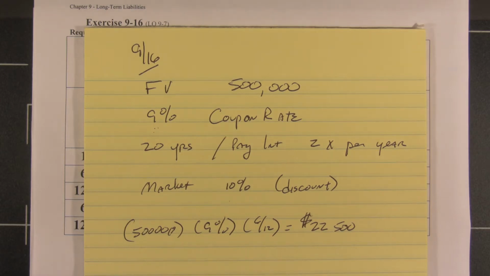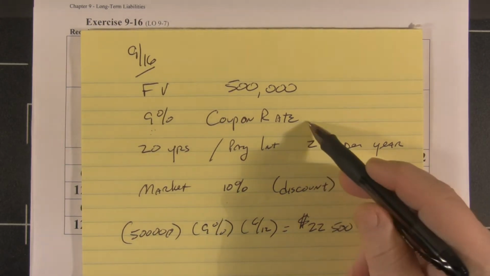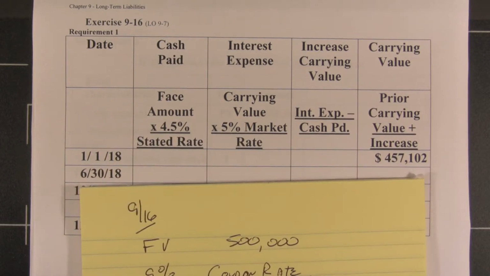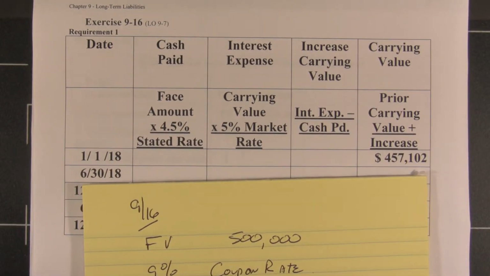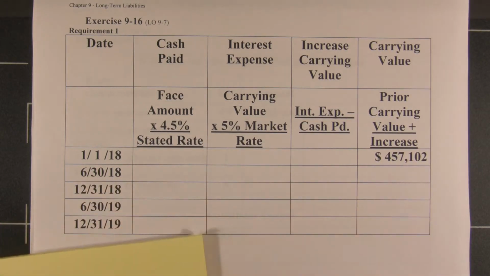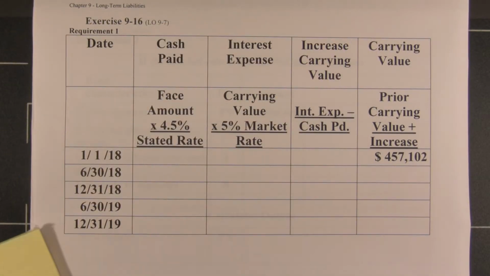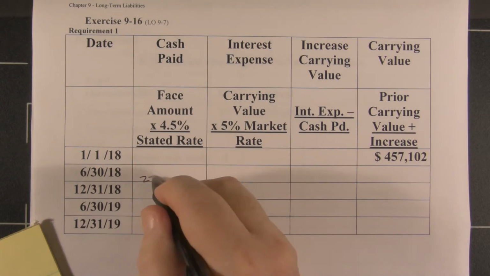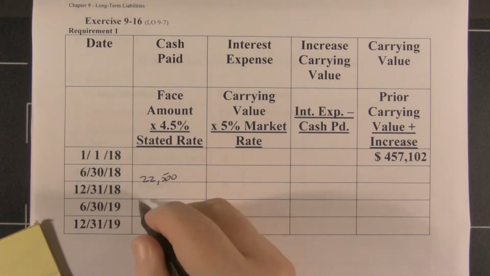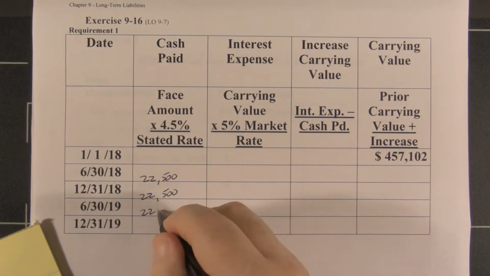It doesn't ask you to value the bond. It tells you that because of the discount and the difference between our rate and the market rate, the bond will sell for $457,102. And if you want to work it out just for practice, you will find that it does indeed do that. The cash paid every period is going to be that. So we might as well just put that in and be done with it, because that's what it's going to be. It's never going to change.